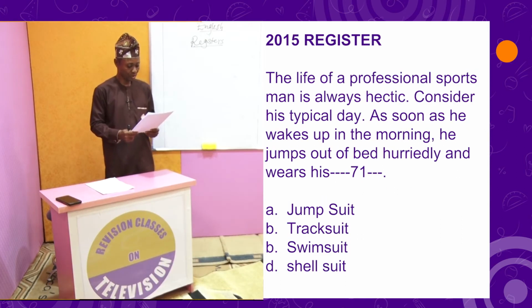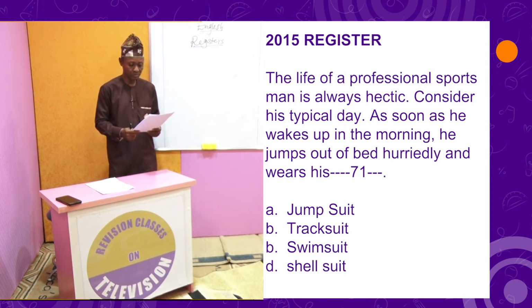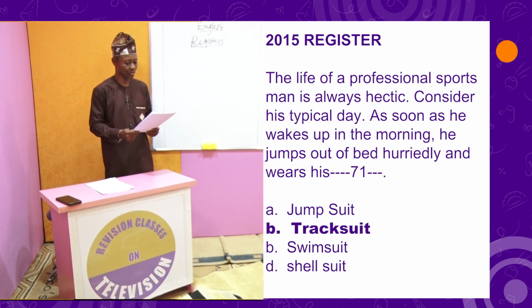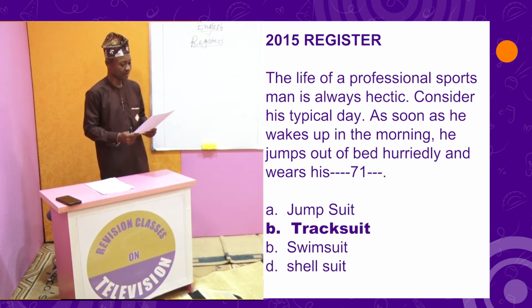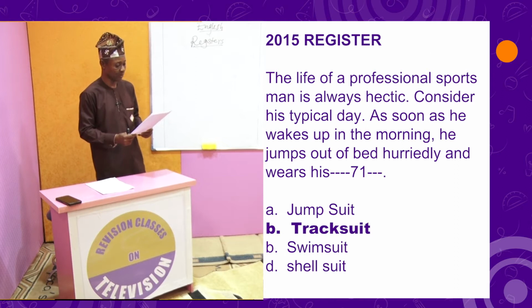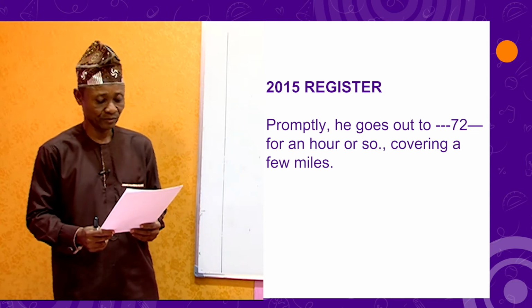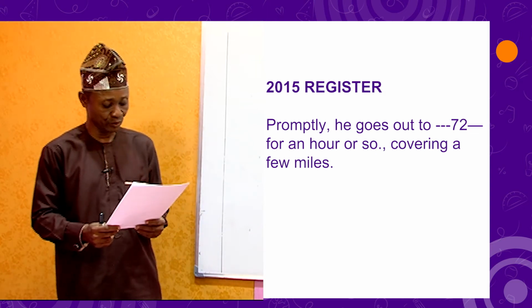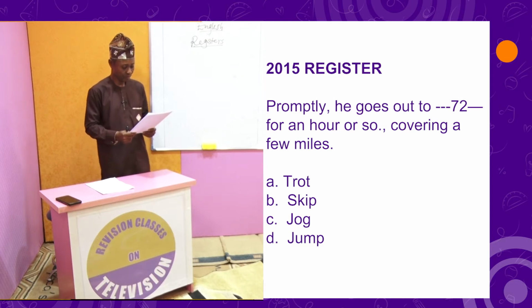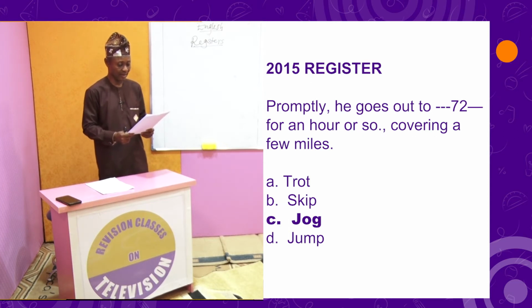A. Jumpsuit. B. Tracksuit. C. Swimsuit. D. Shell suit. The correct answer there is tracksuit, and that is the one representing the gap number 71. Promptly, he goes out to dash for an hour or so. Number 72. A. Trots. B. Skip. C. Jog. D. Jump. Option C, which is jog, J-O-G, is the answer.